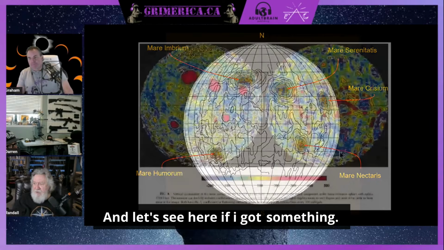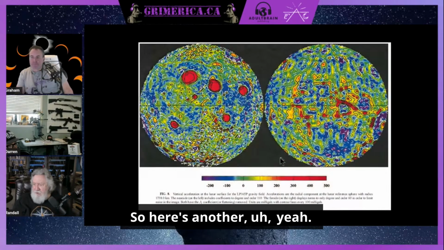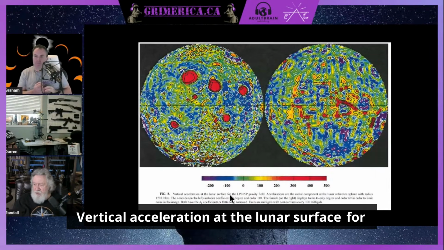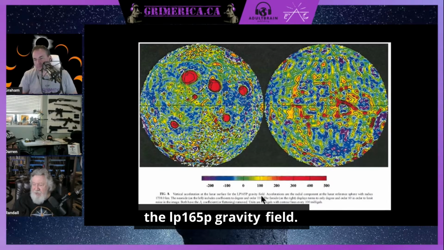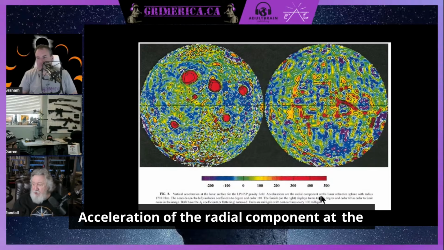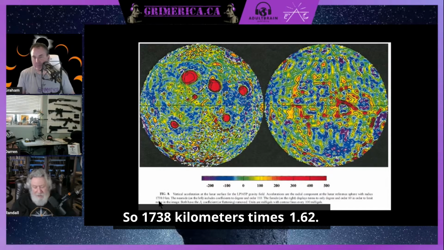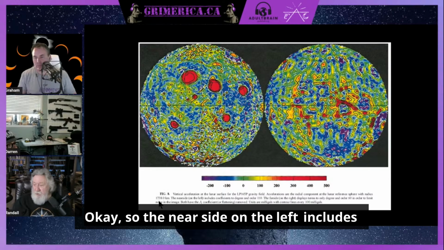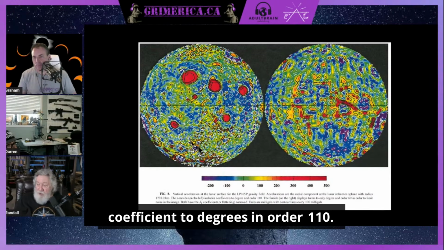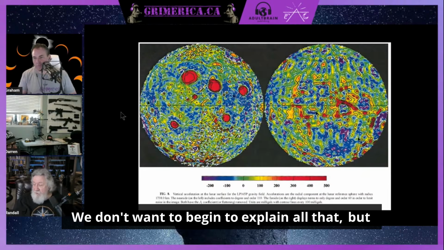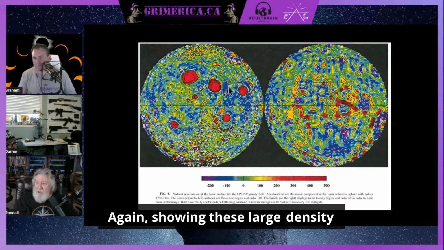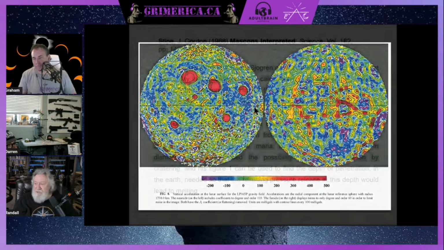And let's see here if I got something. So here's another: vertical acceleration at the lunar surface for the LP165P gravity field. Acceleration of the radial component at the lunar surface sphere with radius 1738.0 kilometers. So 1738 kilometers times 1.62. Okay, so the near side on the left includes coefficients to degree and order 110. We don't need to explain all that, but this is again showing these large density anomalies.